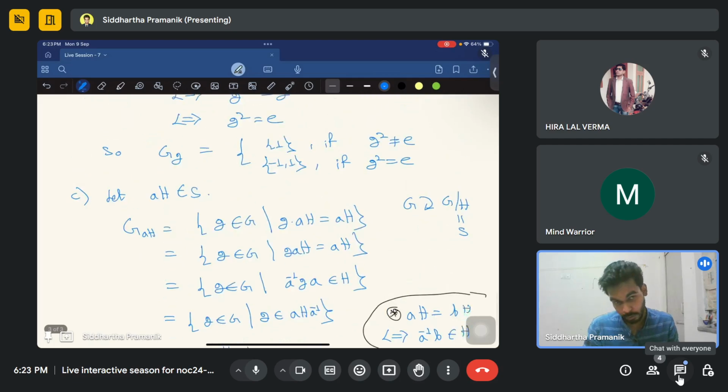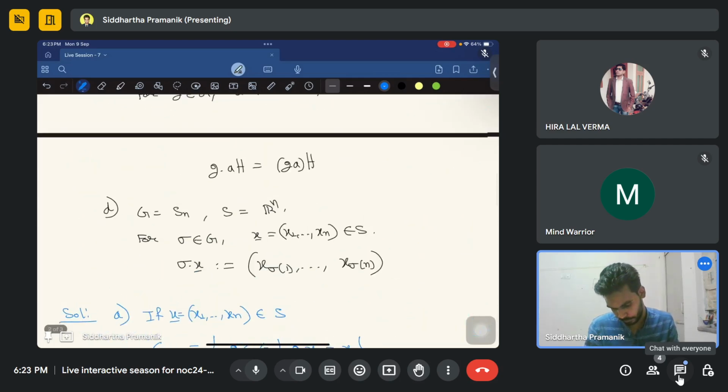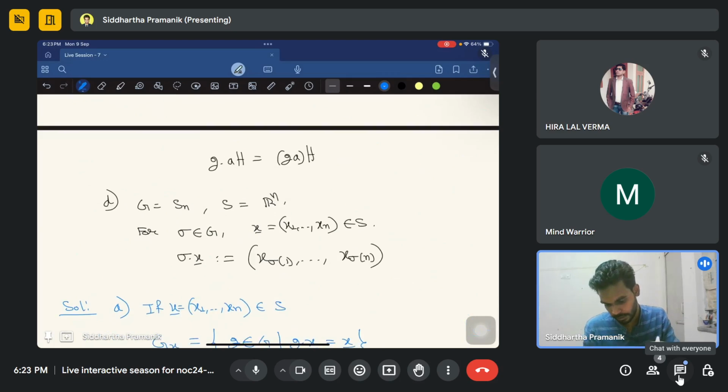So now let's come to the fourth one, and that is interesting because it's a concrete example. So the group is the permutation group Sn, and the set is the n-tuples of real numbers, Rn. So the group action is just the permutation of the coordinates. So we will try to find stabilizers of some special kind of elements here.